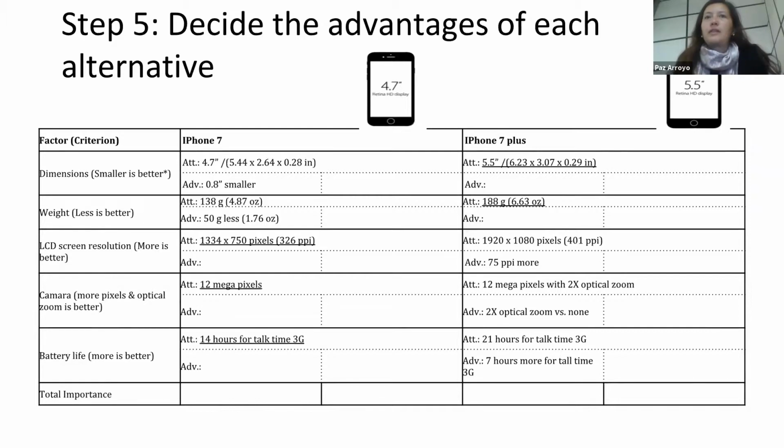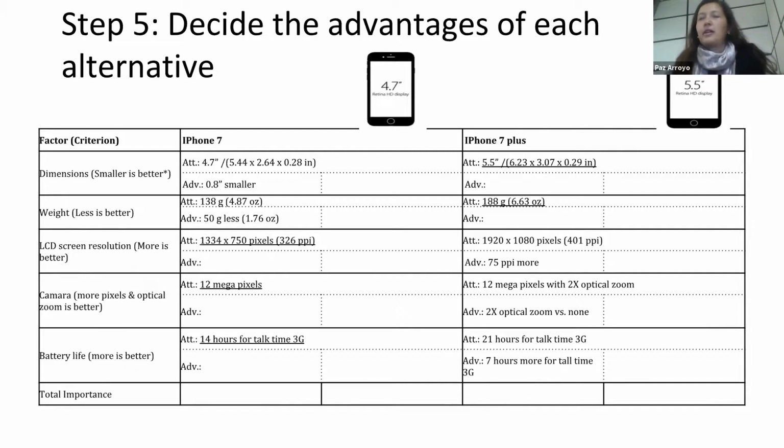So that means that between 4.7 and 5.5, I have 0.8 inches smaller cell phone. So that's the advantage: the difference between the two phones. In terms of weight, it's 50 grams less. In terms of screen resolution, the iPhone 7 has 75 pixels more, PPI actually.